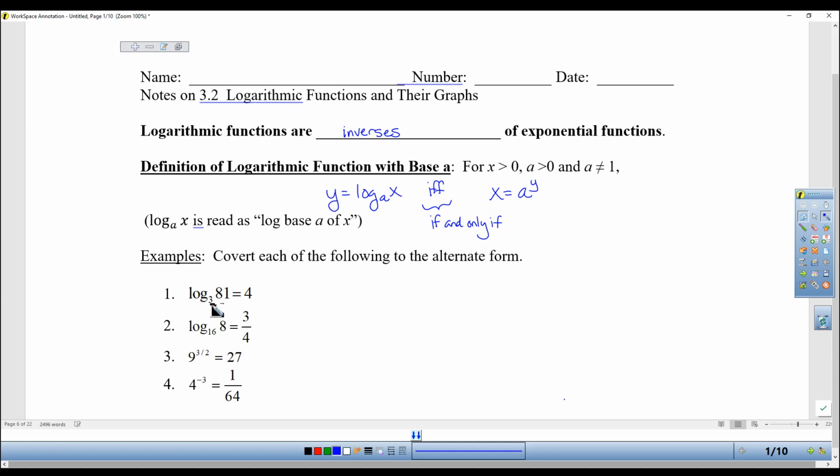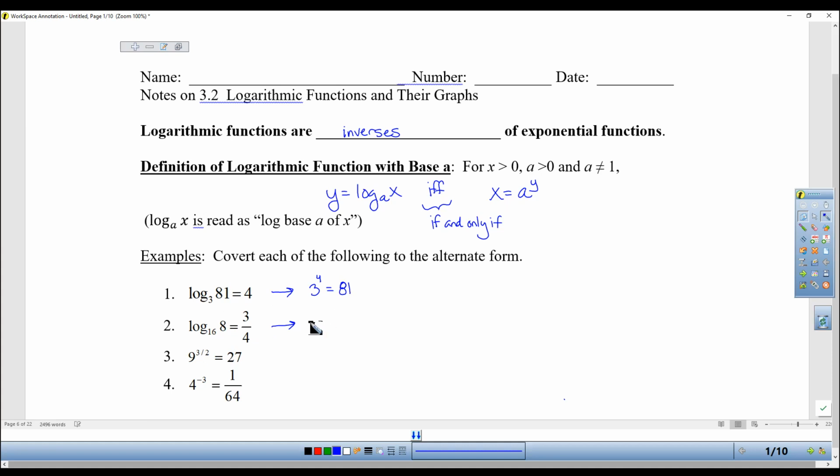So if you have log base 3 of 81, that is exactly the same as 3 to the 4 is 81. So again, what two things happened? The base is always the same, but the x and y reversed. So now the 4 is with the 3 and the 81 is by itself.